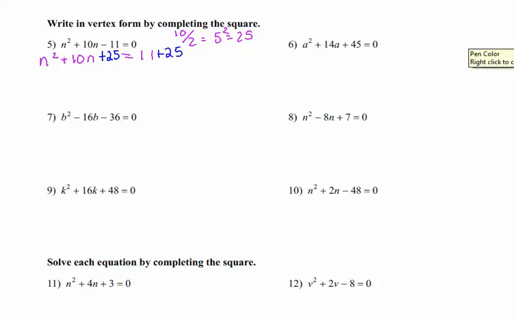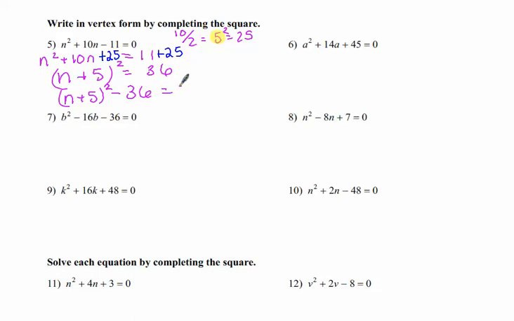When I do that, the whole purpose of me doing that was for this pattern to happen. And if you guys haven't figured this one out, I'm going to take the number I got when I divided by 2, and it's going to be n plus 5 squared equals 36. I'm going to move that 36 back over. And now I'm in vertex form.